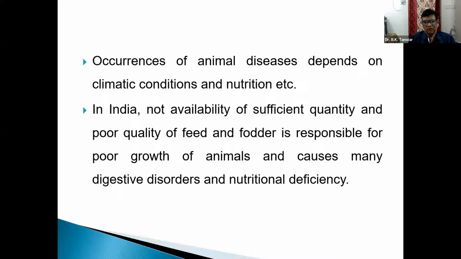In India, the unavailability of sufficient quantity and poor quality of feed and fodder is responsible for poor growth of animals, particularly sheep and goat, and causes many digestive disorders and nutritional diseases.